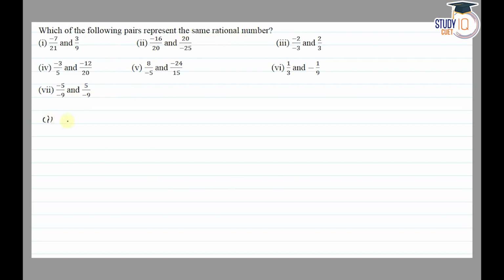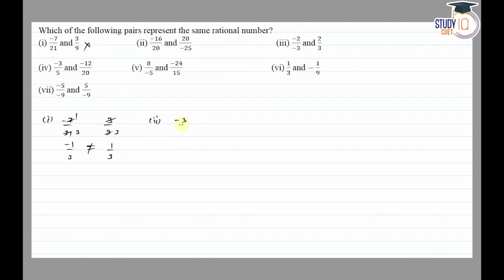First is minus 7 by 21 and 3 by 9. Here 7 cancels out: 7 ones are 7, 7 threes are 21, and 3 threes are 9. So minus 1 by 3 and 1 by 3. So these are not equal. So the answer will be no, not.